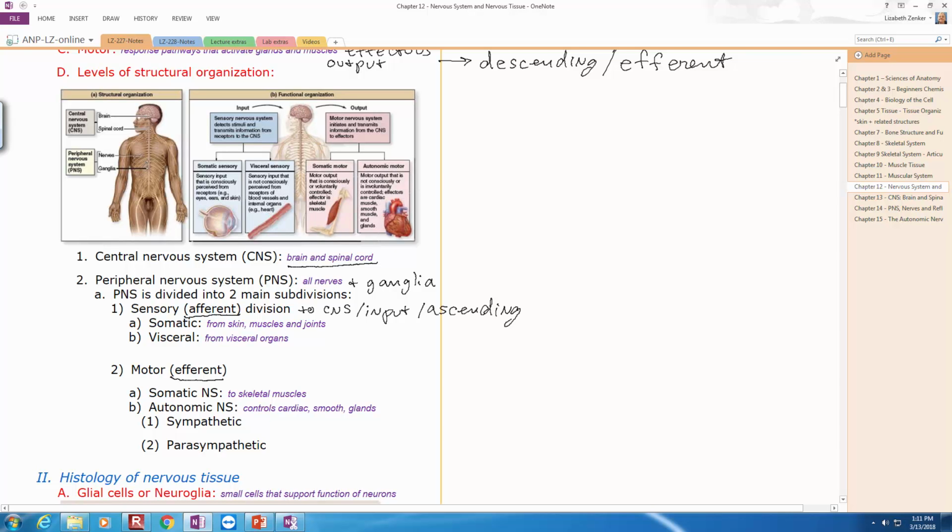As far as for motor or efferent, we said E was for exit, so we know that this is information from the CNS. And it's a response to the effectors, and the effectors are going to be your skeletal muscle and your glands. And so this is output. And it's descending because it's coming out from the brain to those other areas, away from the brain.